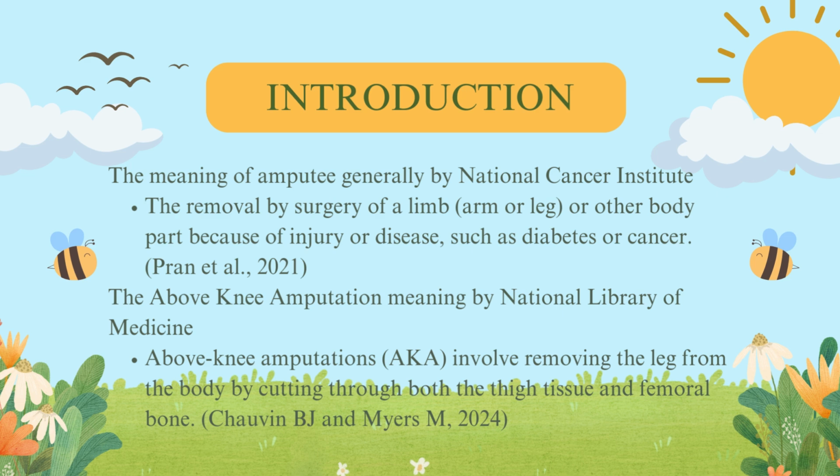The above-knee amputation, meaning by the National Library of Medicine: above-knee amputations involve removing the leg from the body by cutting through both the thigh tissue and femoral bone. Chauvin B.J. and Myers M., 2024.